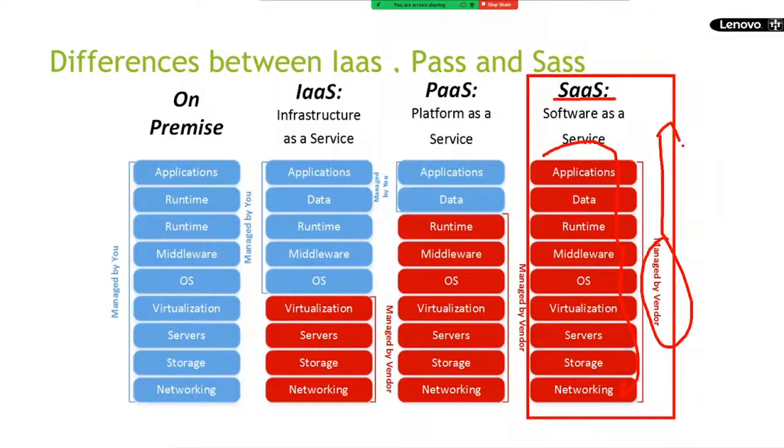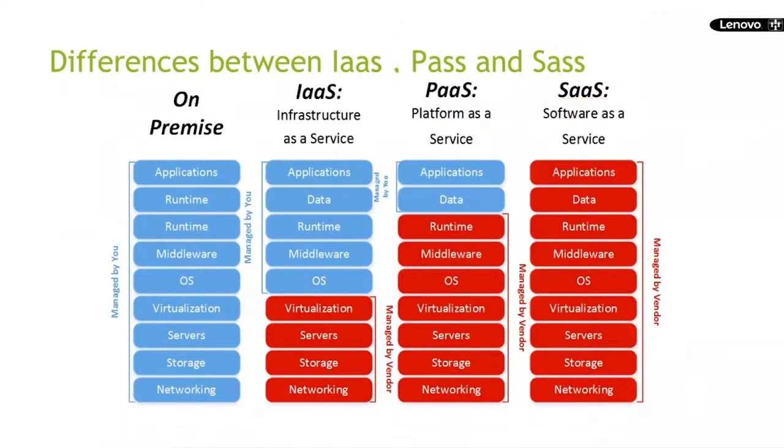Okay, a best real-time example: pizza. Pizza is ready-made. How to eat it depends on you. Maybe you can eat it using a fork, or by hand, or using a spoon. That depends on you, but the pizza is ready-made. That is software as a service.